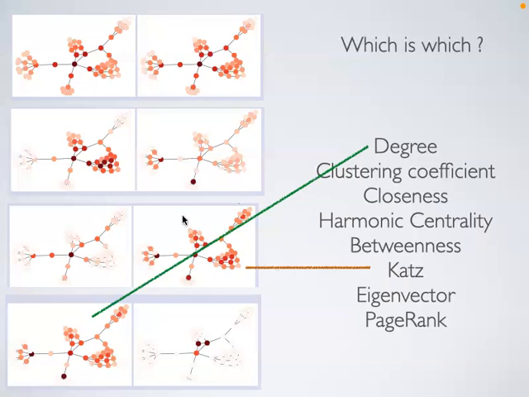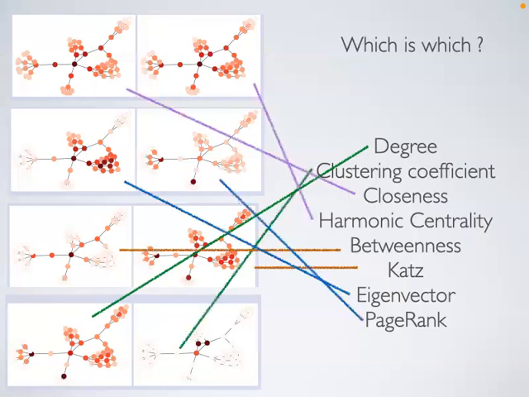So I think it should be this one. Well, let's check the answers. So you have harmonic centrality and closeness there. You have the eigenvector centrality here, which is indeed quite similar to Katz.